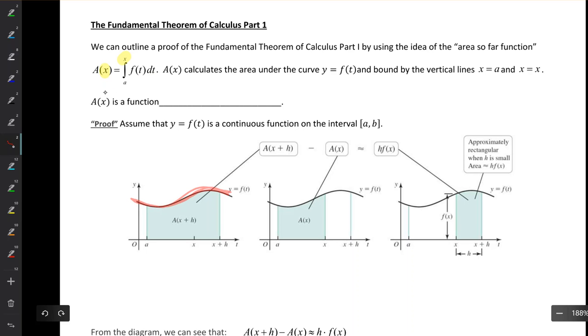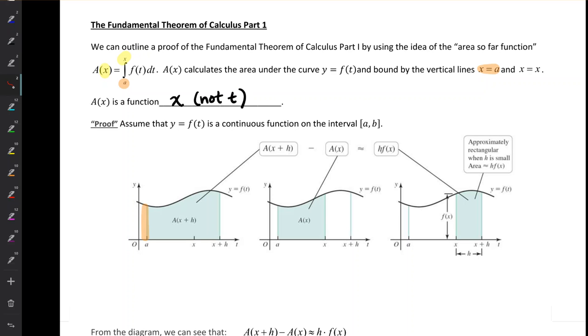It's calculating the area under that curve bounded by the vertical lines, x is a, and x is wherever we tell it to stop, right? And we're finding that area. This is a function of x, not t. Where in the domain do you want to stop that integral? Where do you want to cut off to find the area under the curve?